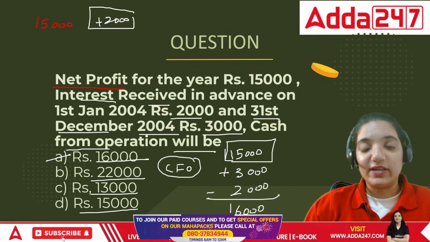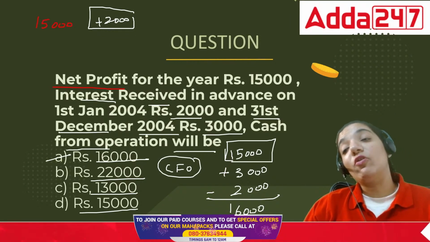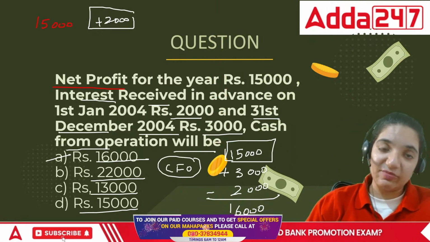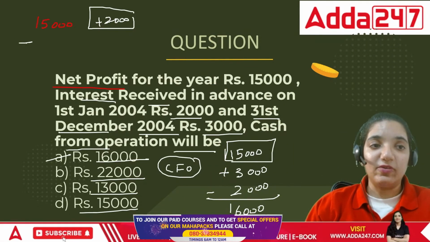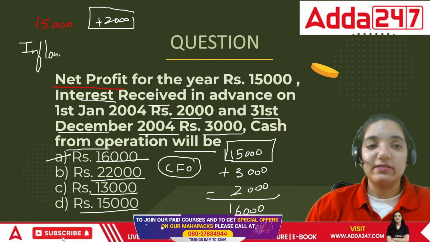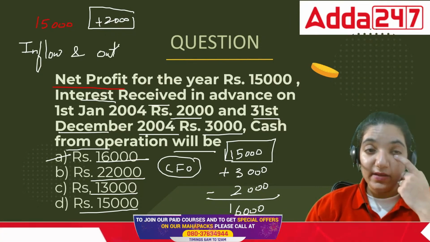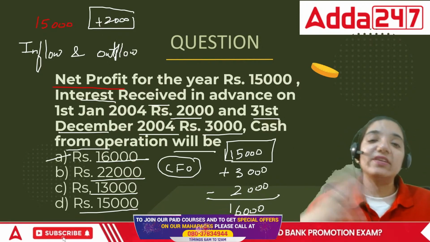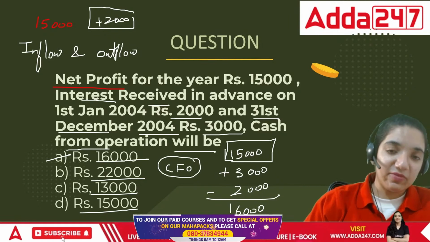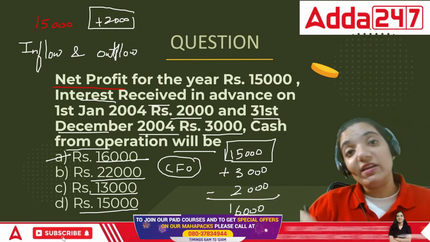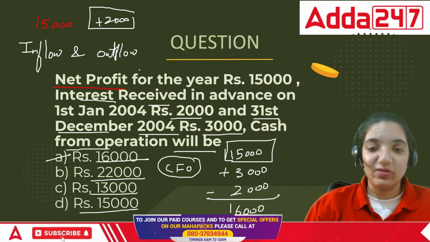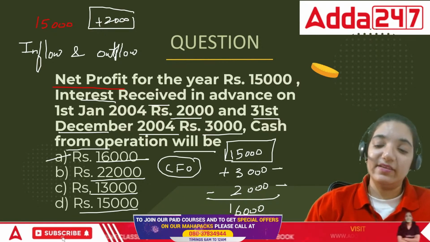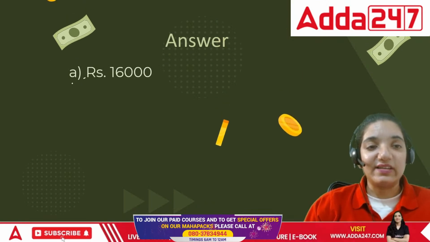How are they calculating? Whatever we have received for future years is received in this year. The cash flow statement talks about inflow and outflow during the year. And whatever we had received in the previous year in advance for this year has to be reduced, and whatever we received this year has to be added. So in this case, the correct answer is 16,000.